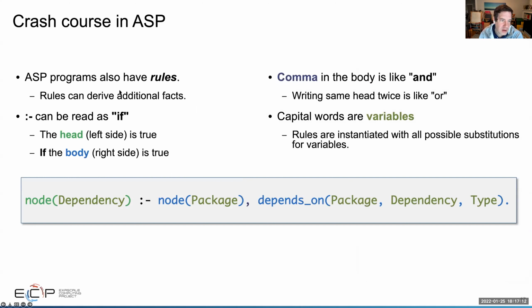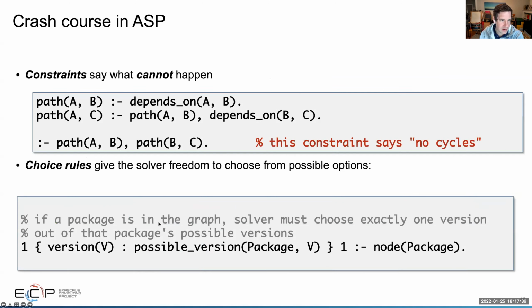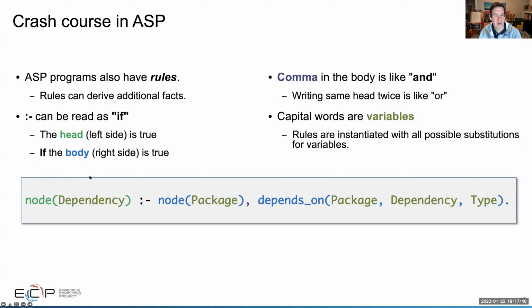You can have rules in ASP. So the comma is like an and. This thing is like an if. And so what this is saying is if this node is in the graph, then we depend on a package with a particular dependency type. So if you had these rules, so if you had node lamps and depends on lamps CUDA link like this, then you derive that, come on, having trouble with the mouse here.